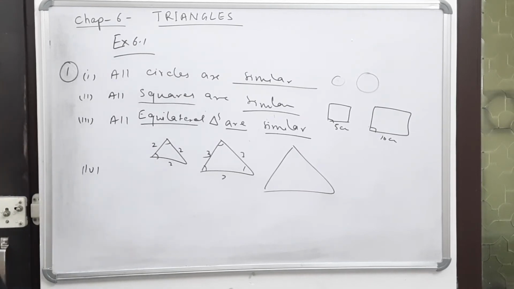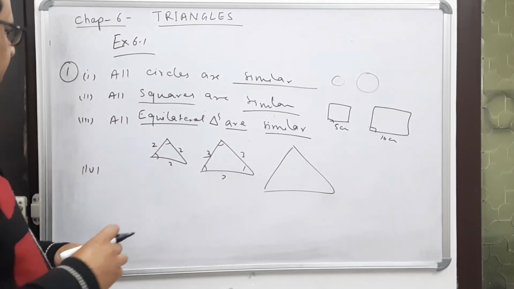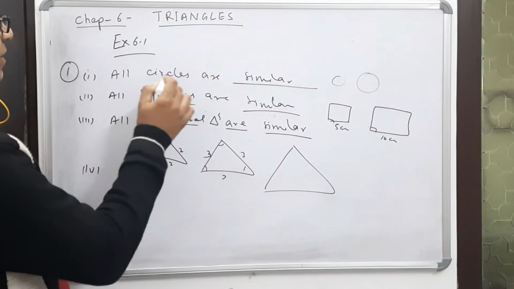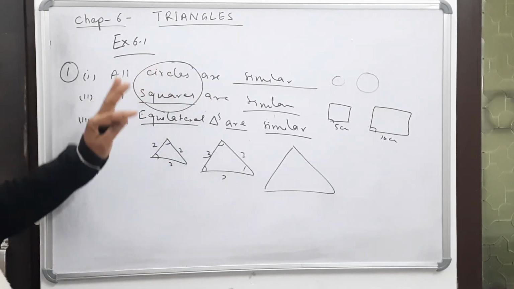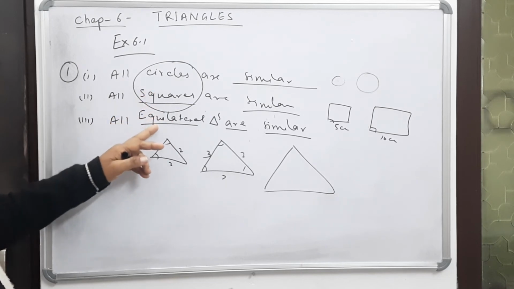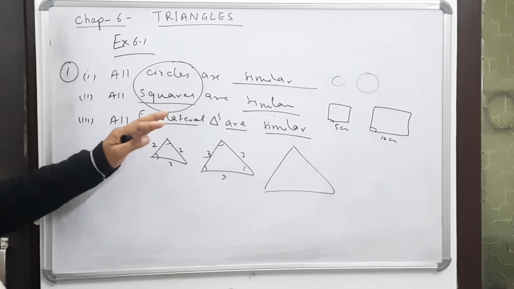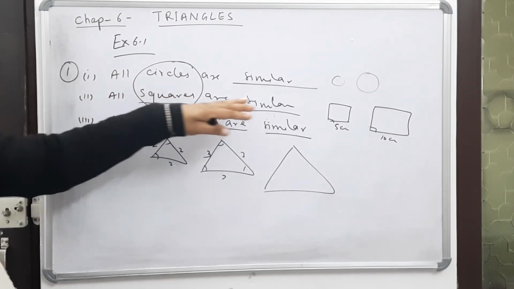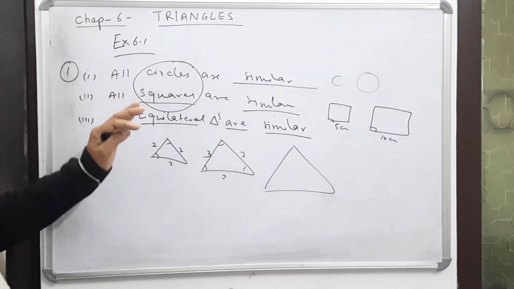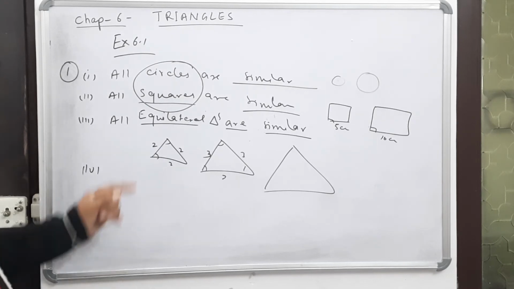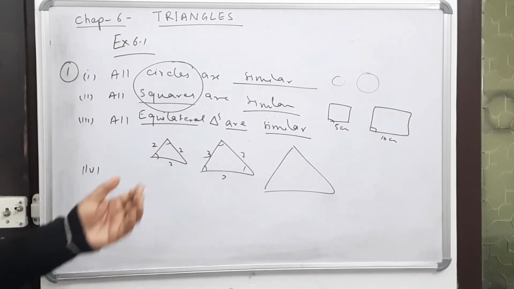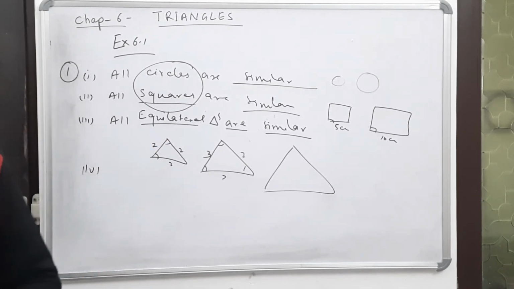Now we say non-similar figures. You see the second problem, second part, non-similar. Circles and squares, they will not be similar to each other. Squares and equilateral triangles, they will not be similar to each other. Yes, squares are similar, but squares and triangles, when we join them, they will not be similar. So in this way, we can say that these are the examples of non-similar figures.